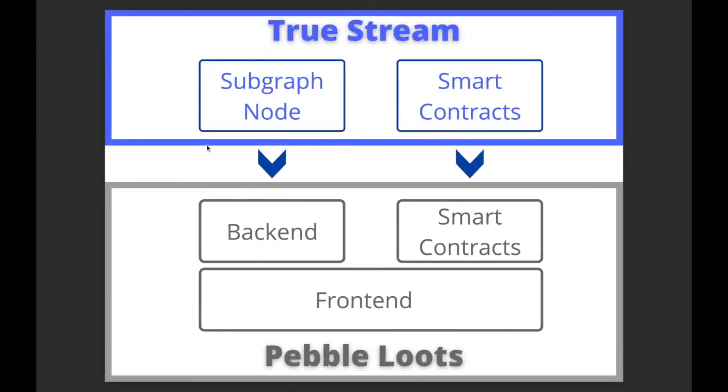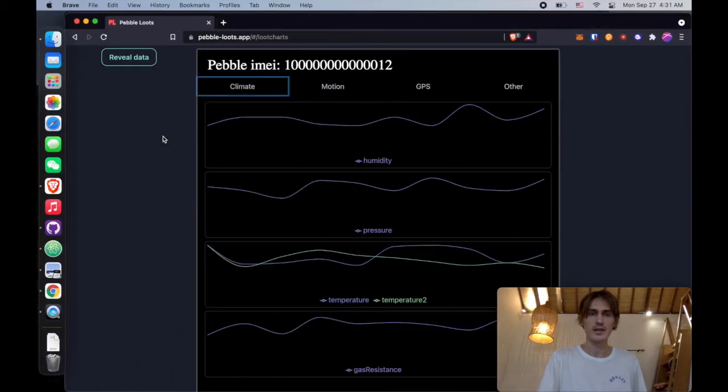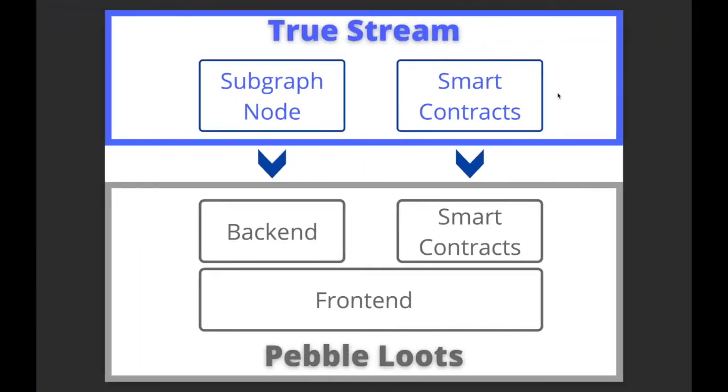There is a channel between Pebble Loots and TrueStream: the front end requests information from the back end, which fetches the data from the TrueStream subgraph, reads the raw data sent from the subgraph, decodes the protobufs, and sends it back to the front end. That's how we see the actual data. But there is another channel, with the smart contracts, which is for proving the ownership of the devices when they mint a loot. And that's all.